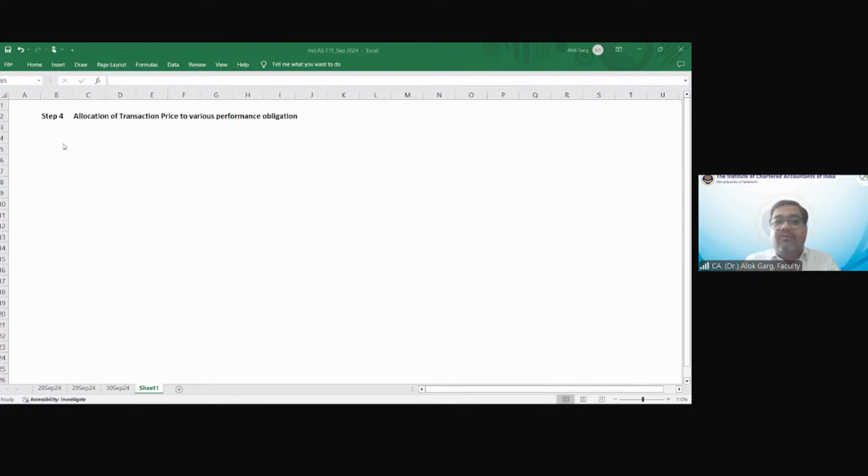how can I compute? How can I calculate? Standard says, as rightly mentioned by Nisha, that the transaction price needs to be allocated on the basis of standalone selling price of the performance obligation. Correct? On the basis of standalone selling price of the performance obligation.